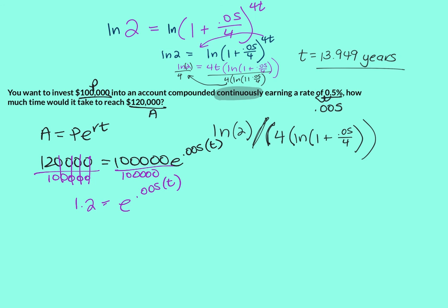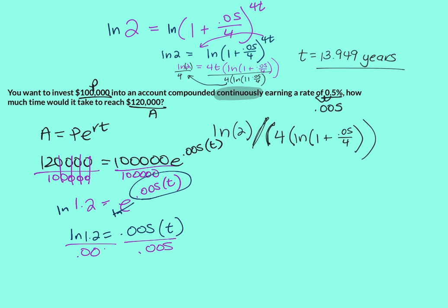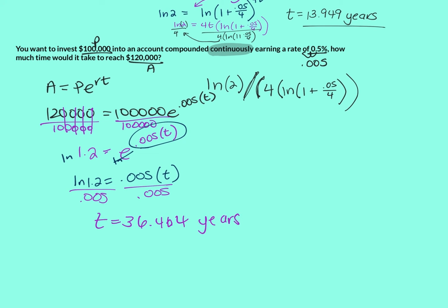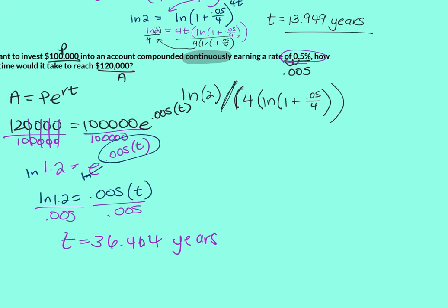Now we're going to ln both sides of this equation, and I get ln of 1.2 equals, this cancels, and I get just the exponent 0.005 times t. Divide both sides by 0.005 and then do that on the calculator. So ln 1.2 divided by 0.005, and it's 36.464 years, which seems like a lot of years, but this rate is so small that that should make sense.